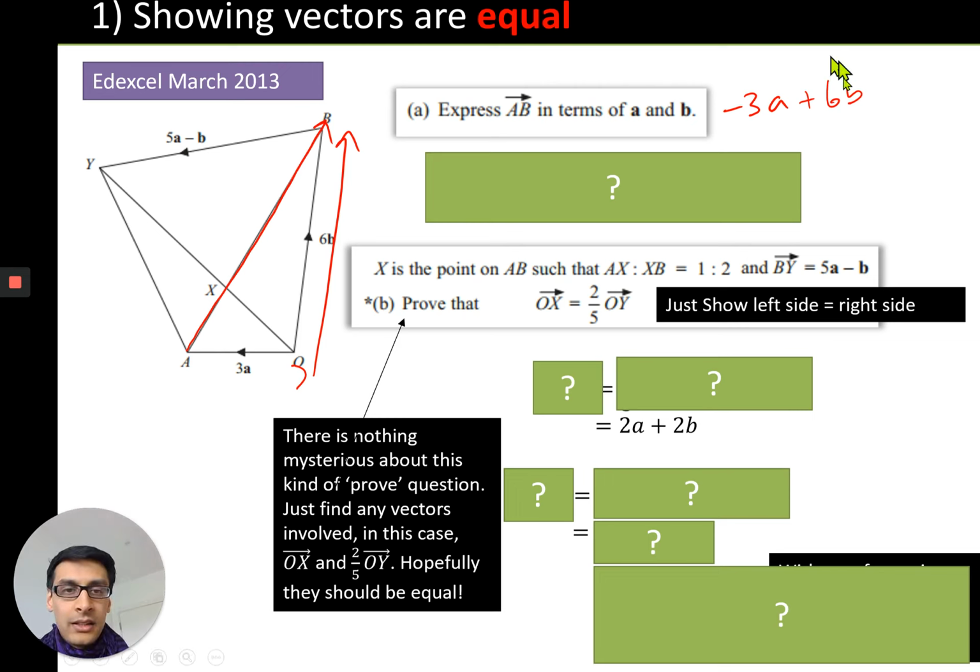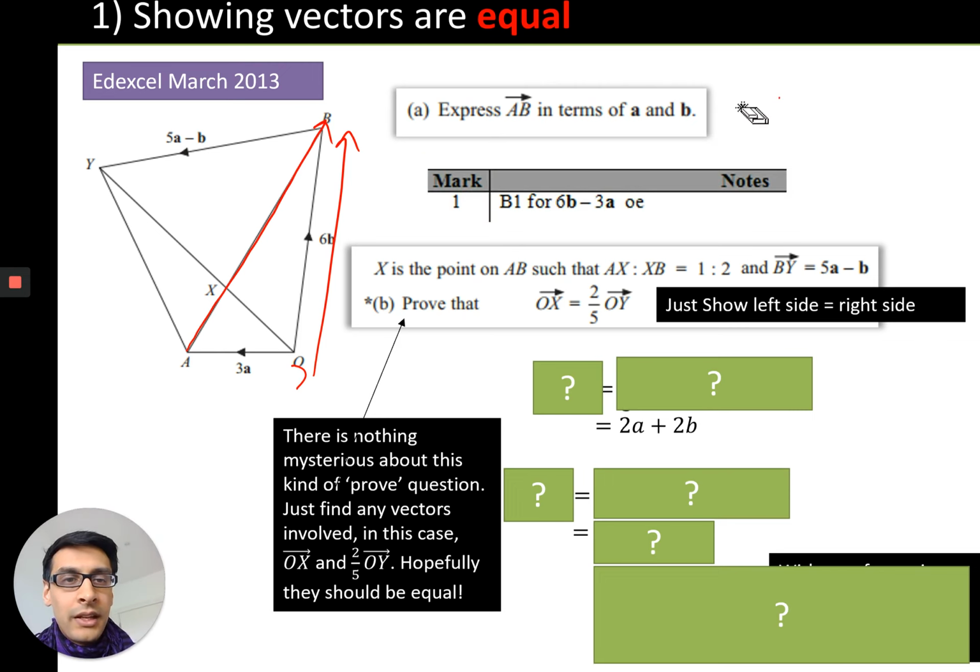And you can see that on the screen there. On the mark scheme it says 6b minus 3a, but it's the same thing, just a different order. The commutative law applies here.